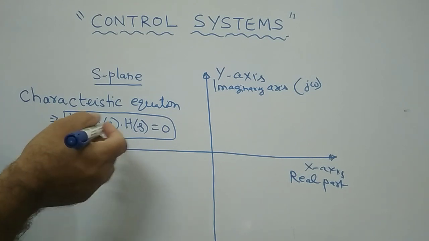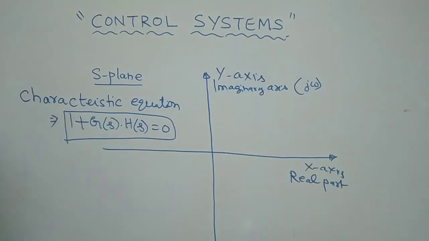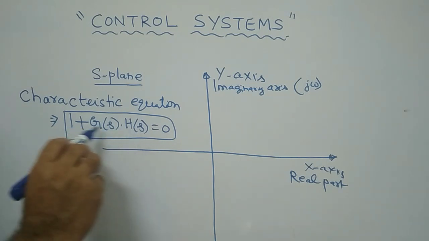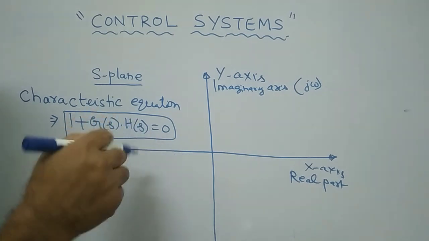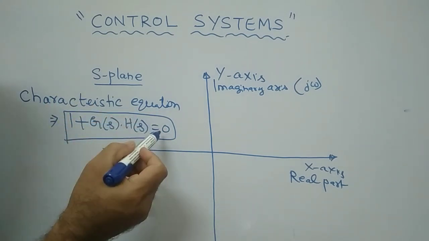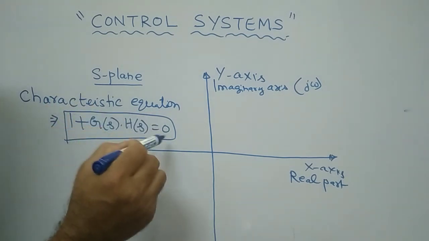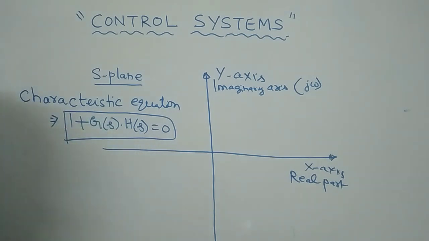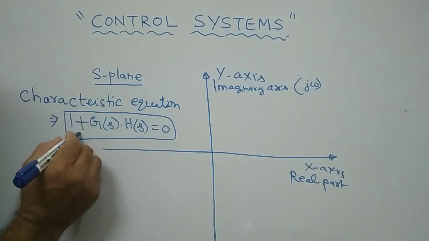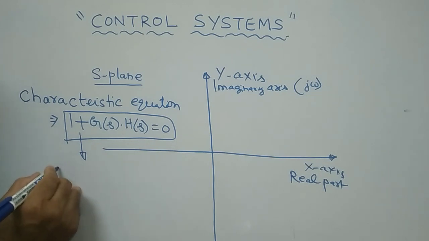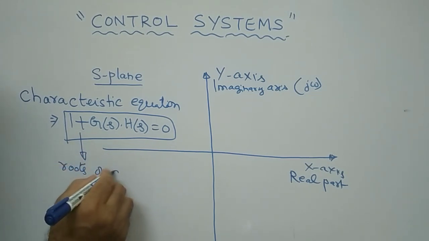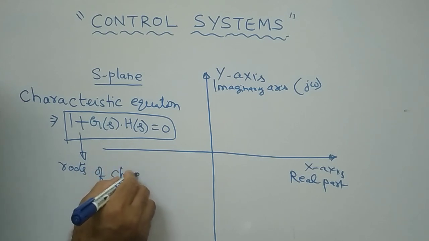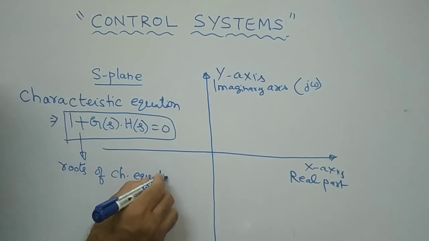This is nothing but the denominator part of the transfer function. If you equate the denominator part of the transfer function, of the negative feedback or positive feedback, whatever it is, to 0, that is called an equation, and this equation is called the characteristic equation. And from this equation we have to find out the roots of the characteristic equation.